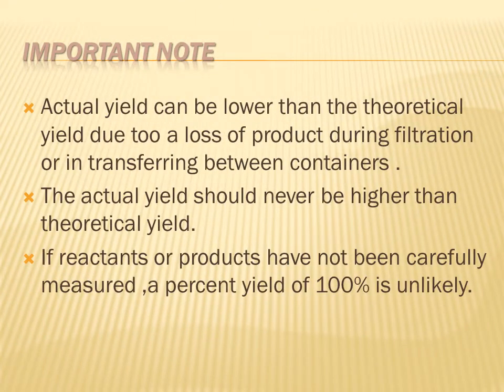Important notes in order to get the percentage yield. The actual yield can be lower than the theoretical yield due to loss of product during filtration or in transferring between containers, and also the actual yield should never be higher than the theoretical yield. And if reactants or products haven't been carefully measured, a percent yield of 100 is unlikely.